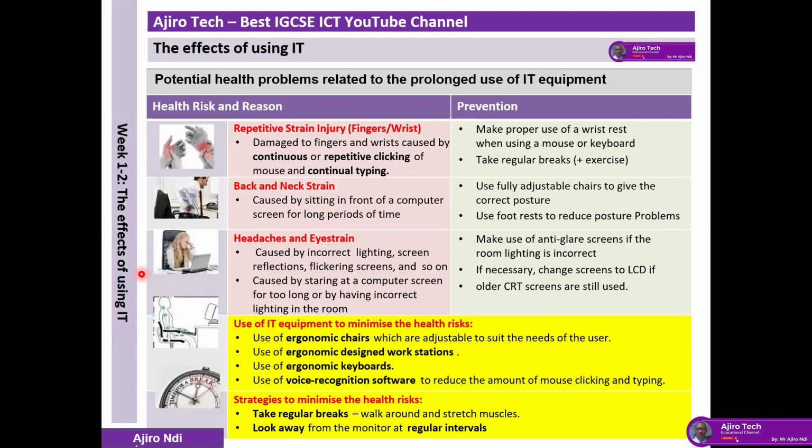The next one is to make use of anti-glare screens right here, if the room lighting is incorrect. If you have a light bulb that is flickering, please get it changed. It's not good for the eyes. I'm not an eye doctor or a medical practitioner, but I know too well that it is not good for the eye.